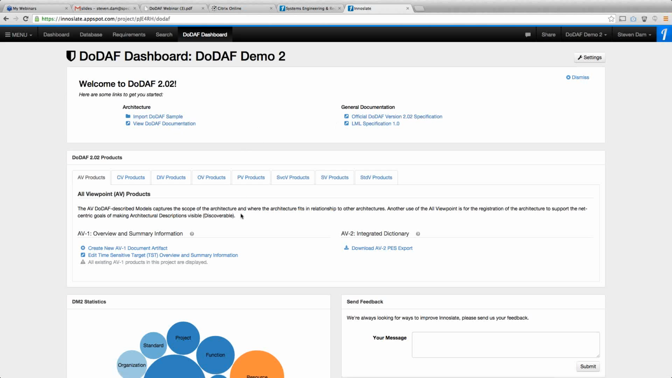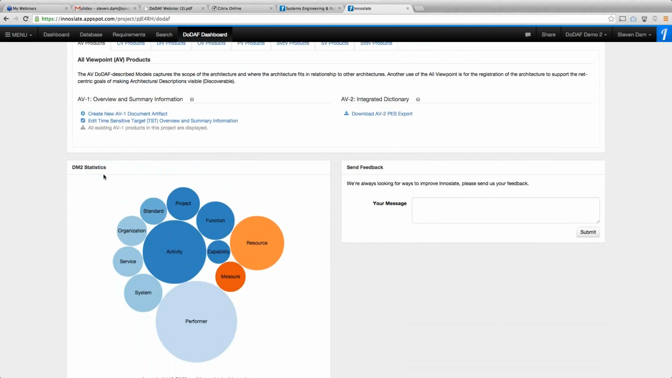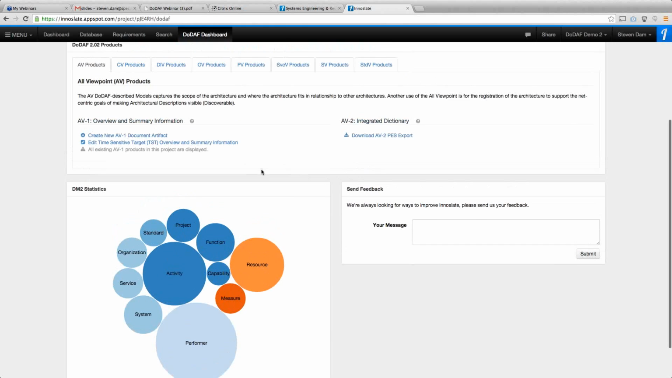The LML specification has been mapped, and I'm going to scroll down to the DM2 statistics, to the DoDAF MetaModel 2.0. The DoDAF MetaModel 2.0 was developed in parallel with the Lifecycle Modeling Language. But again, it still is more complex than, frankly, we thought was necessary. So what we've done is map it, so you don't have to worry about that. Don't worry about the DM2. Once you learn how to use this, you can use the DM2 nomenclature or the LML nomenclature, and that works very well. But you can see how many of each one shows up here in this bubble diagram. Again, here's your feedback panel as well.